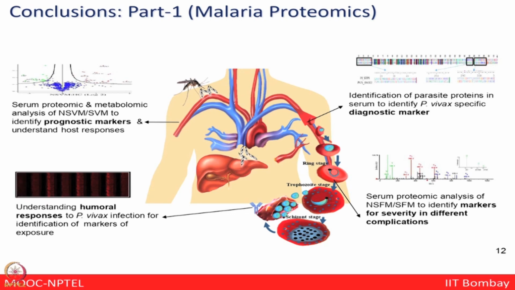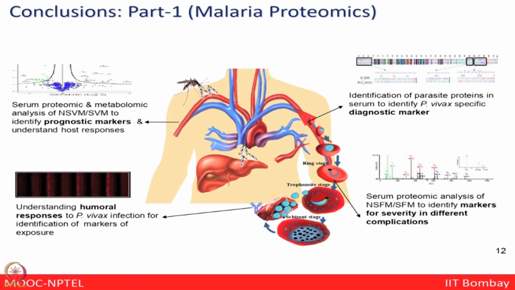We are also looking at various types of parasite proteins in the serum to look at the potential biomarkers for diagnosis. We have also investigated the non-severe to severe comparison to look at the severity of different complications both in falciparum and vivax, and actually no information was available for vivax, and we have also done a much more in-depth investigation of the different types of severe falciparum complications.